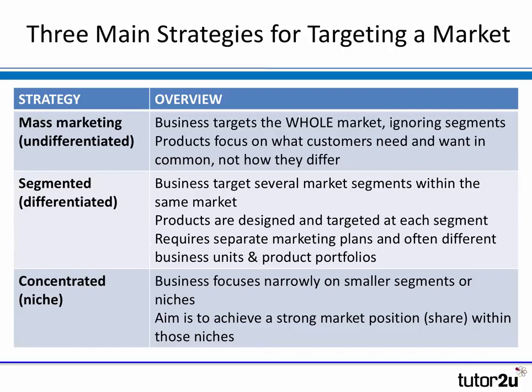Firstly, there's mass marketing, which is sometimes known as undifferentiated targeting. And the strategy here is that you target the whole market. You don't spend too much time trying to break the market down into different segments. You try to find ways in which all customers' needs and wants can be met and try to deliver a product that meets all of those needs and wants.